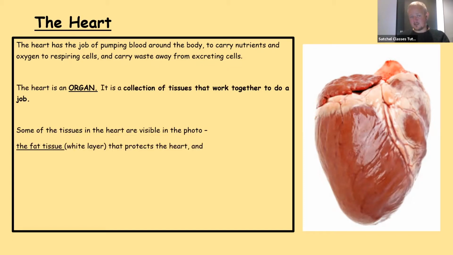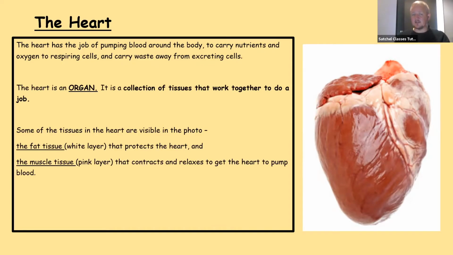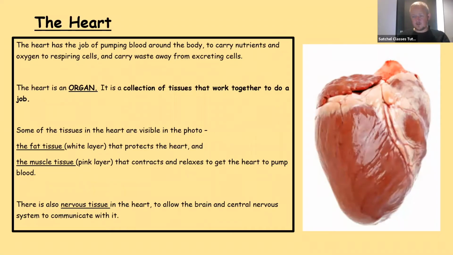The fatty tissue is the white layer that protects the heart. The muscle tissue is the reddy pinkish layer that contracts and relaxes to get the heart to pump the blood that's flowing through it around the body. There are also tissue types that aren't visible in here, but they have to be there for the heart to be able to work in coordination with the rest of your body. There's nervous tissue in the heart, and that allows the brain and the central nervous system to communicate with it.